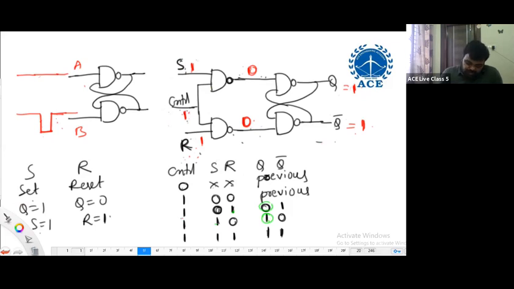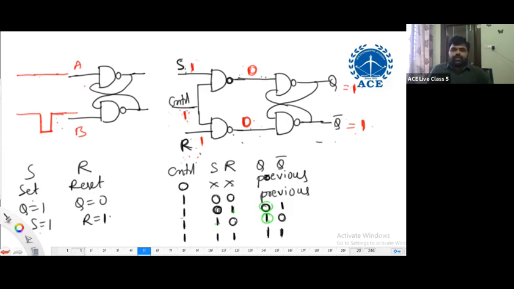So what we have understood here is that the control's functionality is enabling and disabling only. Disabling inputs for remembering, enabling inputs to modify the contents. To modify the contents, enabling the input. Disabling the inputs, remembering or storing. That's what we are understanding.